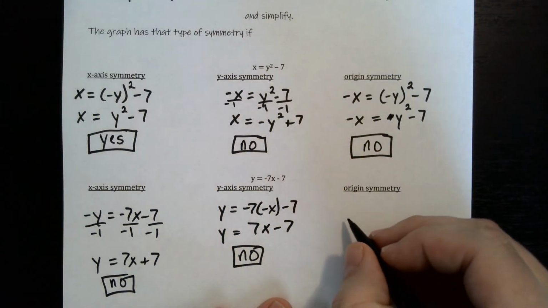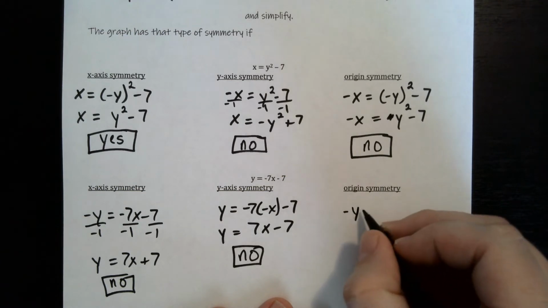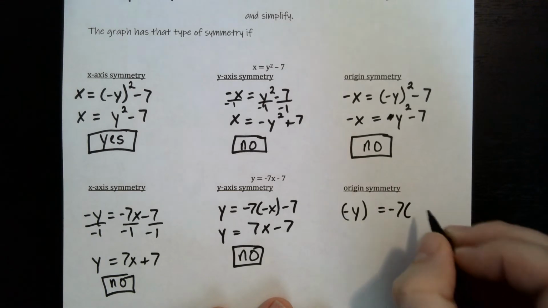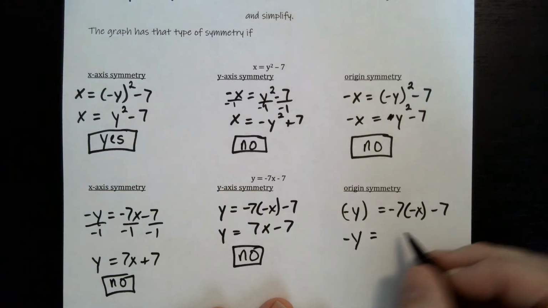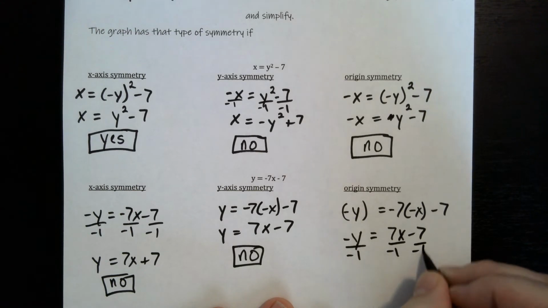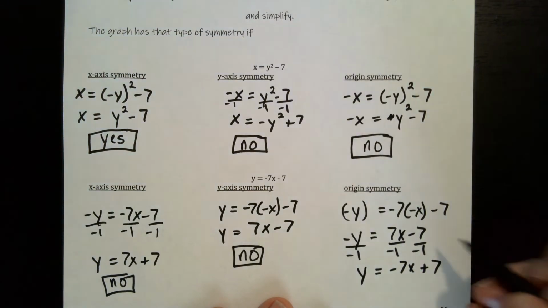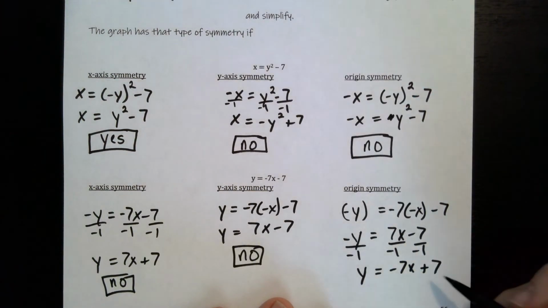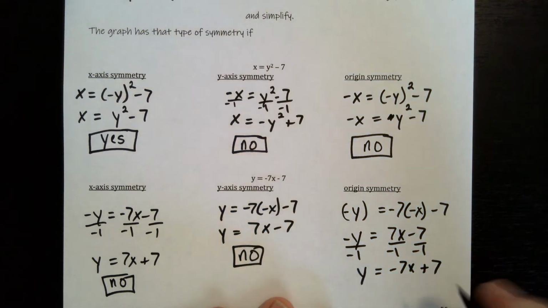So I'll plug in a negative y for y and a negative x for x. So I get negative y equals negative 7 times negative x minus 7. So that's negative y is equal to 7x minus 7. If I divide by negative 1 on both sides to make that y positive, I get y is equal to negative 7x plus 7, because negative divided by negative is a positive. So this is very close to being a yes, but this is a plus 7 here. And the original equation did not have a plus 7, it had a minus 7. So on this particular one, we get all three no's.